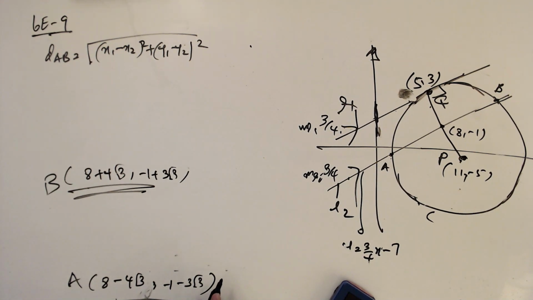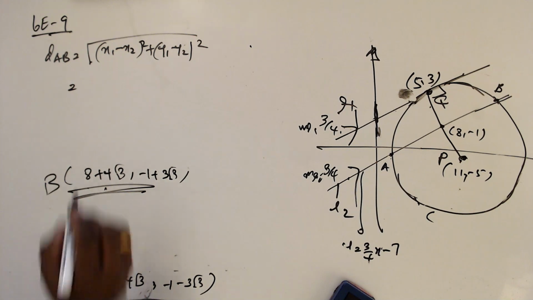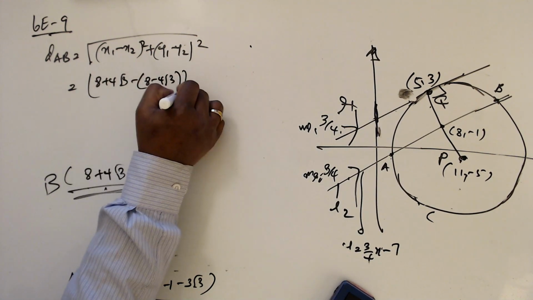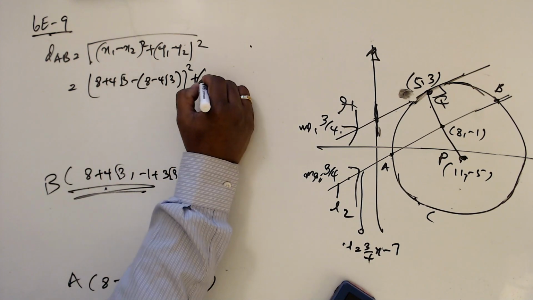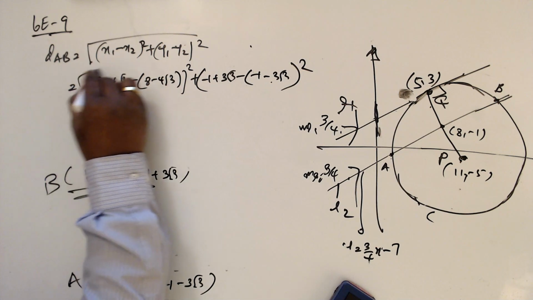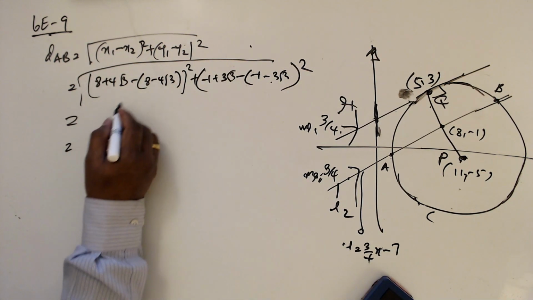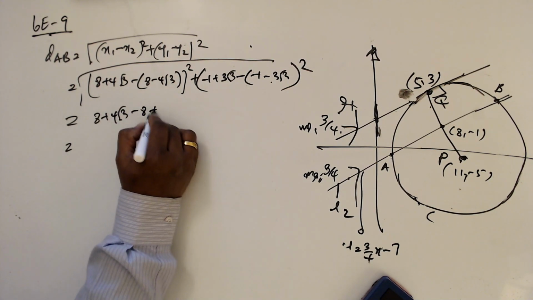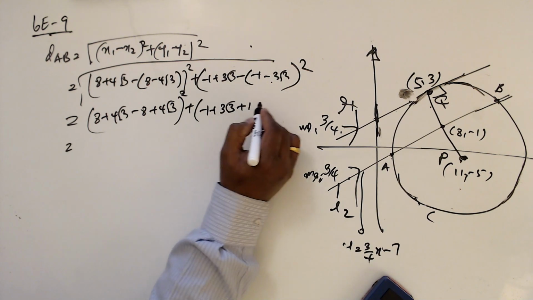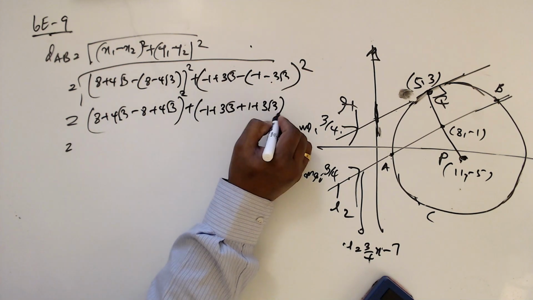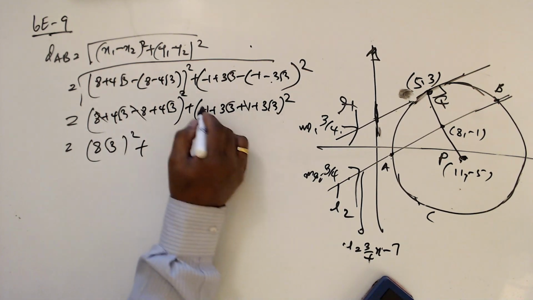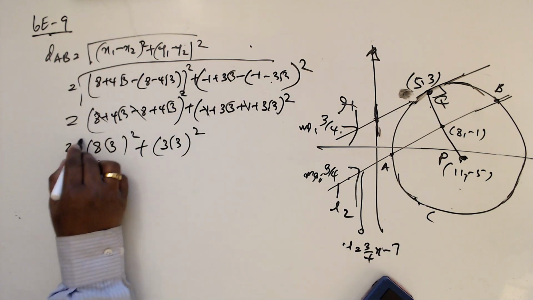The distance of AB is going to be the square root of (x1 minus x2) squared plus (y1 minus y2) squared. That is (8 plus 4 square root 3 minus 8 minus 4 square root 3) squared plus (minus 1 plus 3 square root 3 minus minus 1 minus 3 square root 3) squared. So the 8s cancel out, this is 8 square root 3 squared, and the 1s cancel out, this is 3 square root 3 squared.